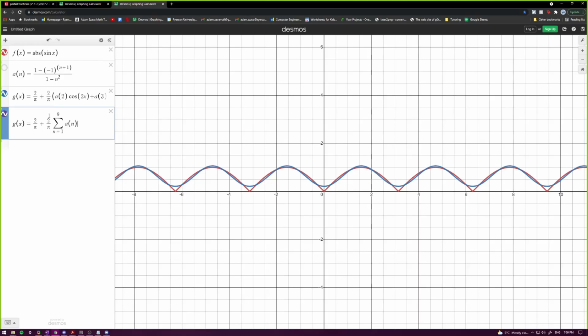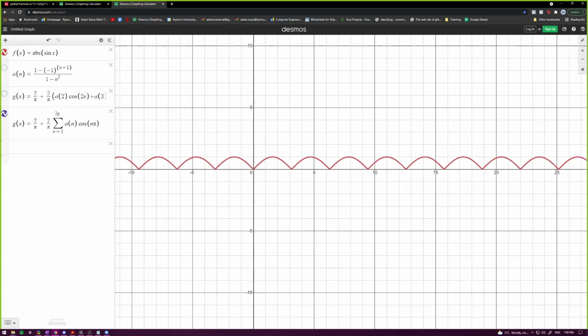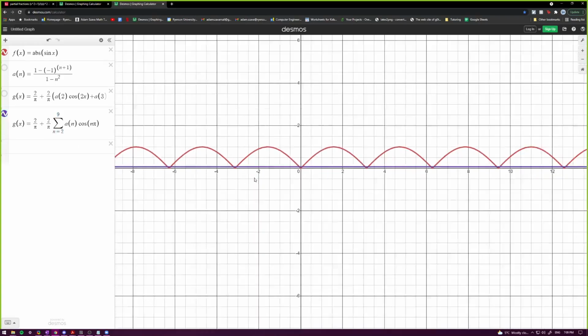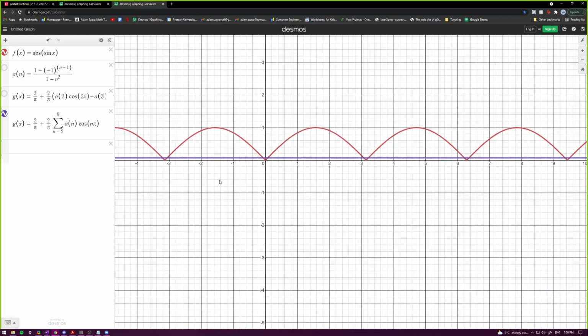A of n cosine of n pi. Enter. I don't see it. Is it my computer that's not functioning? Oh, because you're starting from 1. It won't work if it. Oh yeah. Start from 2 there. Okay. Oh, it didn't like it. Didn't like it for some reason.